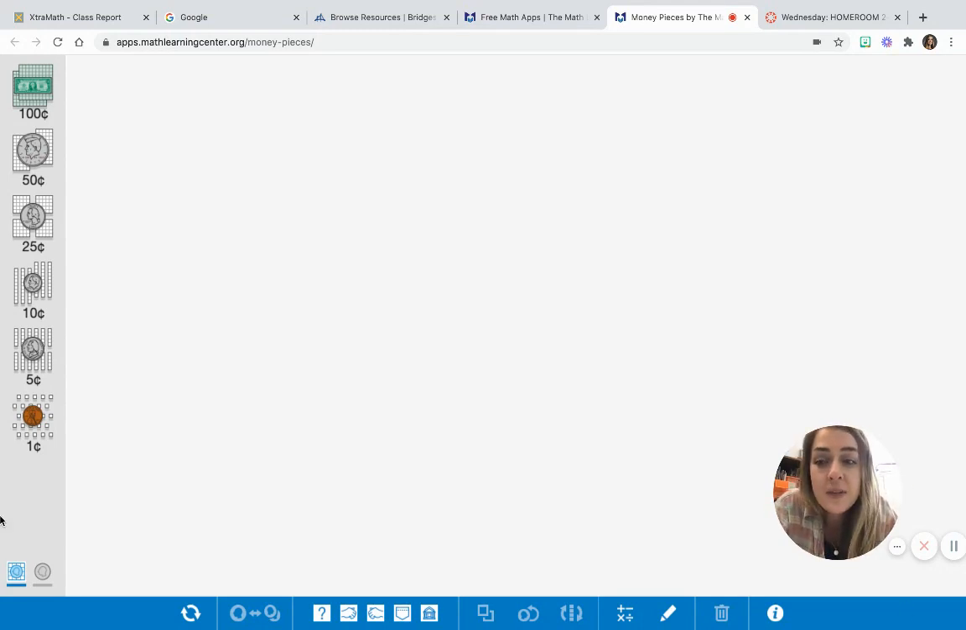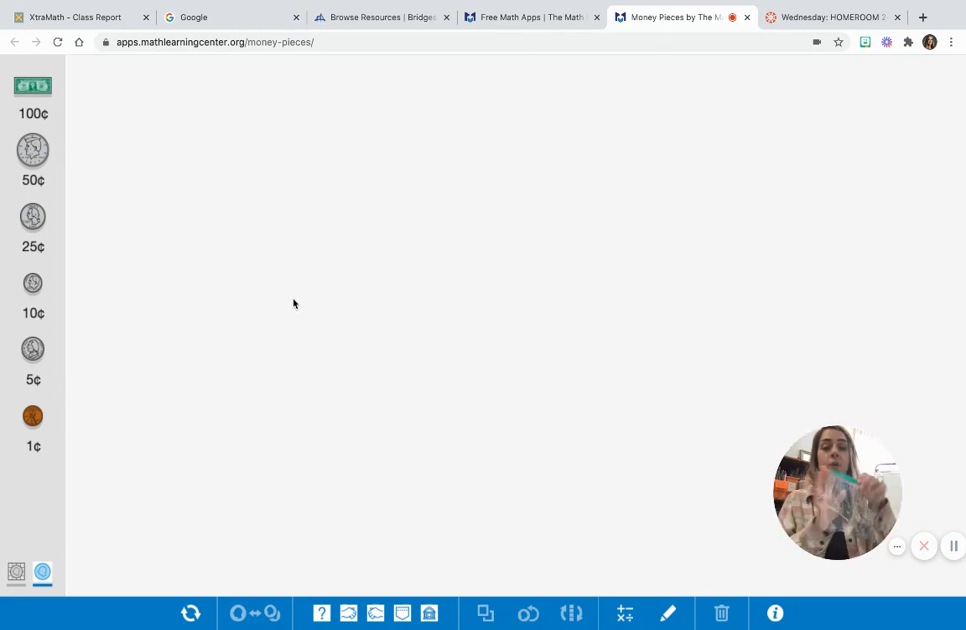So I have opened up my Money Pieces app, but what I want you to do is you can use this if you don't have coins, but I don't like it as much this way because then it's not random. You choose what you drag over. So I like this because I want you to pull from the bag and then practice counting it. So I'm going to show you what I want you to do.